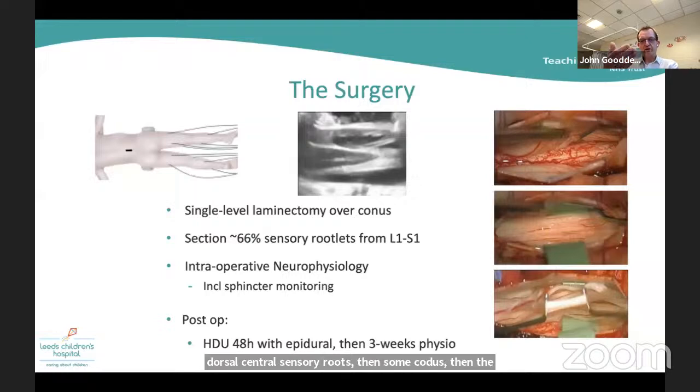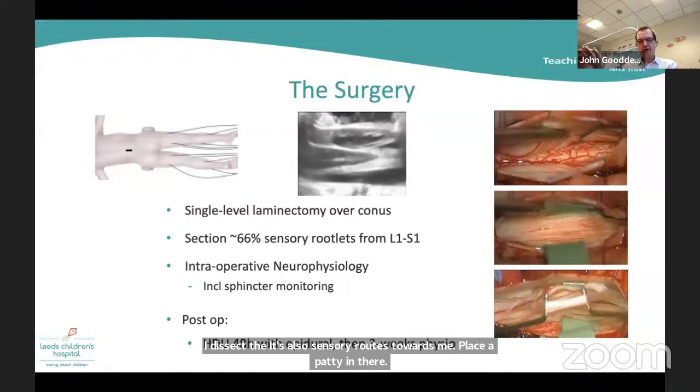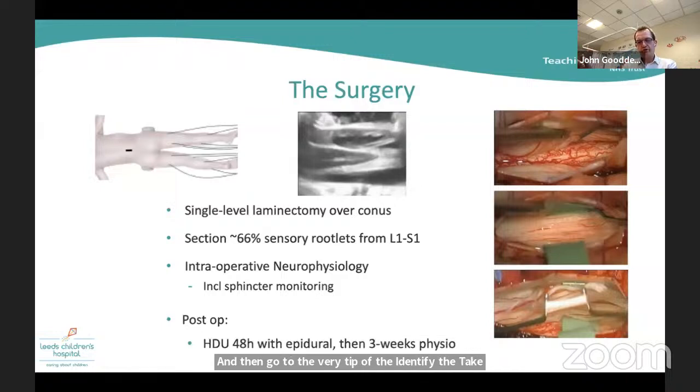And I dissect the dorsal sensory roots towards me, place a patty in there. I then go to the very tip of the conus, identify the sacral nerve roots. The S5 is really thin and weedy, and then I develop back from there, S4, S3, S2, separate between S2 and S1, and then pass this green sling.